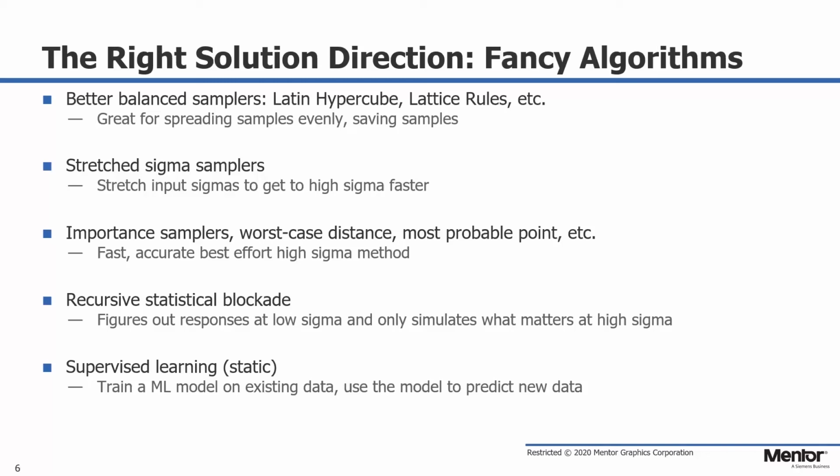There are more classes of algorithms like importance samplers, worst case distance methods, and most probable points, which are nice, fast, accurate, best effort high sigma methods. There's stuff like recursive statistical blockade, which can get us out to high sigma faster. And then there's supervised learning techniques where you train a machine learning model on some existing data and then use that model to predict new data.